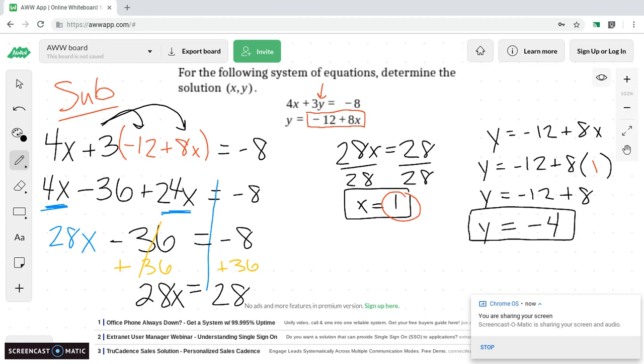So it asked us to determine the solution x comma y. We have our x value and we have our y value, so we write it as a coordinate point, and this is our final answer. That's the only point that the system has in common. That is a point that they intersect if we were to graph these, but that is our final solution.